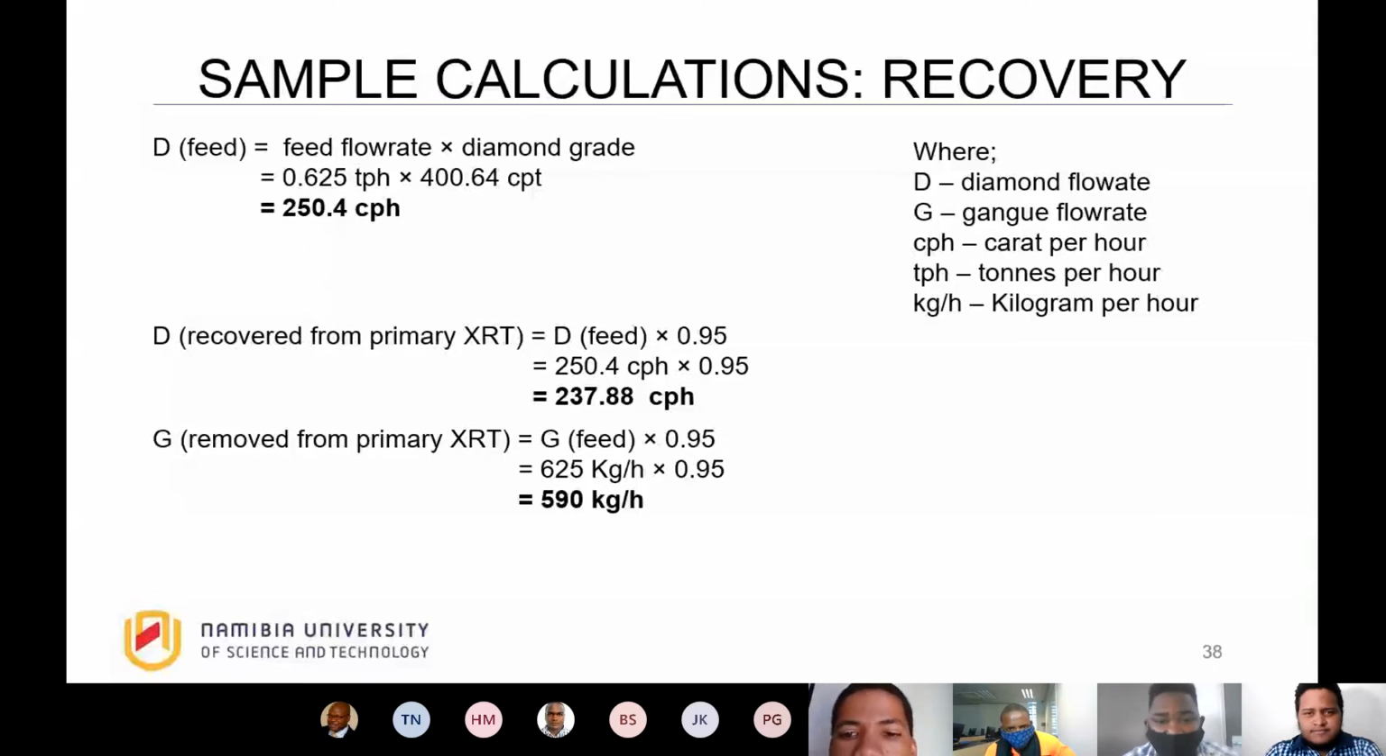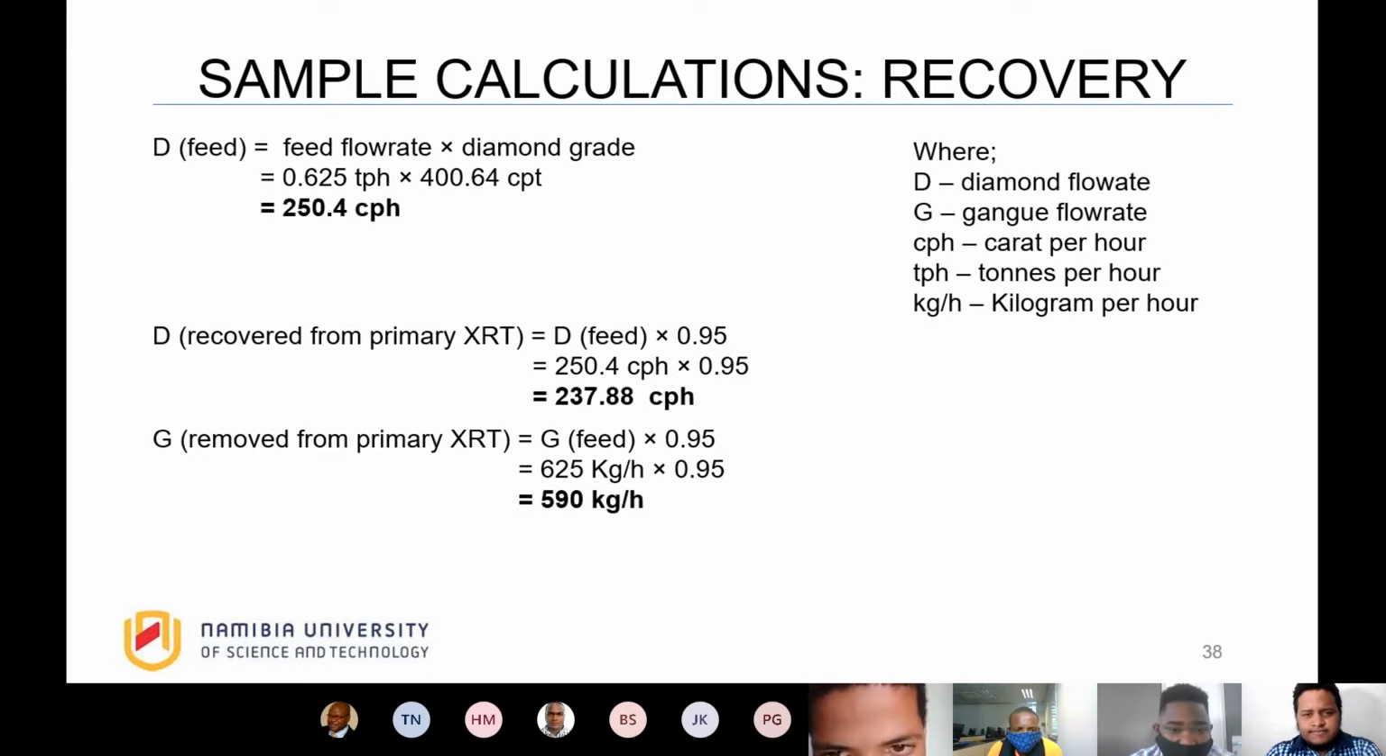So the sample calculations for your recovery are as follows. This is now just focusing on your primary section of your XRT machine. So your D, which represents your diamond flow rate for your feed, basically the flow rate of diamonds in your feed, will be your feed flow rate, which is 0.625 tons per hour, which you will multiply with the grade of your diamonds received from your DMS. This will give you a diamond feed rate of about 250 carats per hour, which is the same as the amount that was shown by Dorian initially.